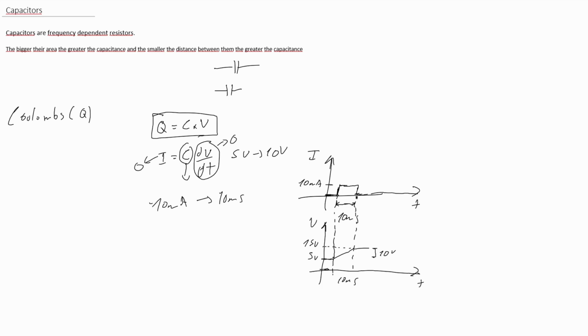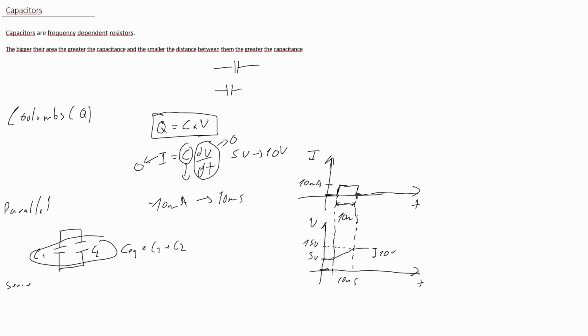In parallel, we add the capacitors. It's the contrary of the resistors. So if you have two capacitors in parallel, a circuit like this, C1, C2, you can say that this C equivalent will be equal to C1 plus C2 in parallel.